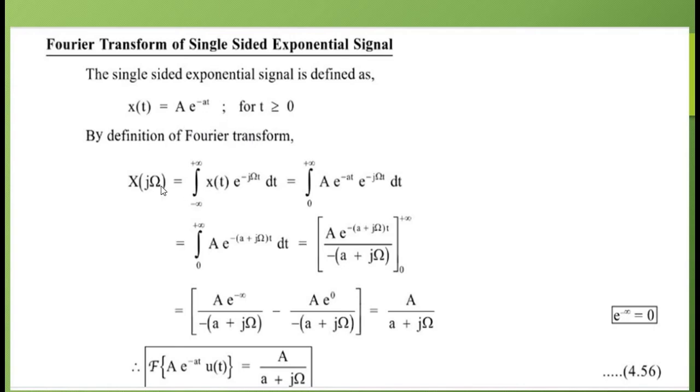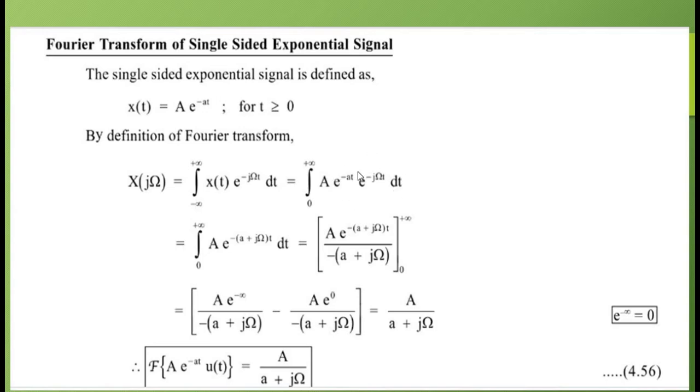By definition of Fourier transform, x of j omega is equal to integral minus infinity to plus infinity x of t e power minus j omega t dt. So we will substitute a e power minus at in place of x of t. So we will get 0 to infinity. Why did we give it as 0 to infinity? Because this signal exists only for values of t greater than or equal to 0, which means from 0 to infinity this signal exists. So 0 to infinity a e power minus at e power minus j omega t dt.